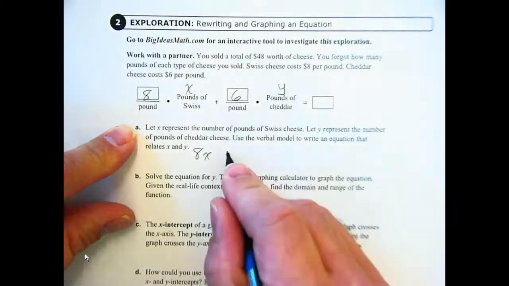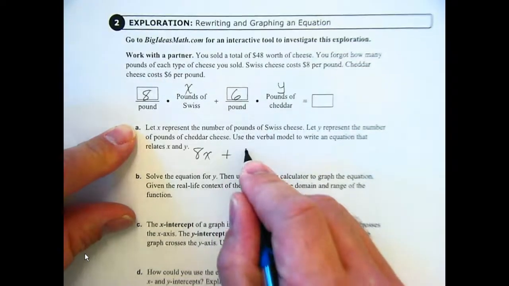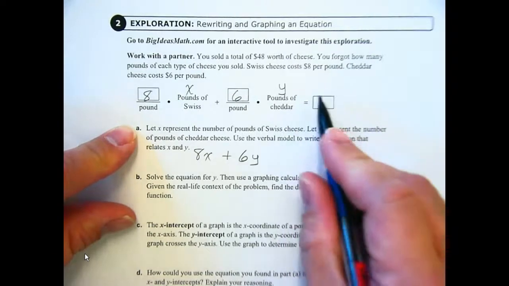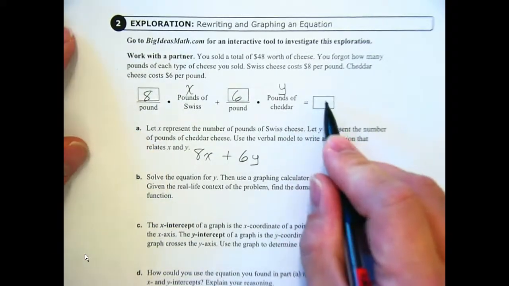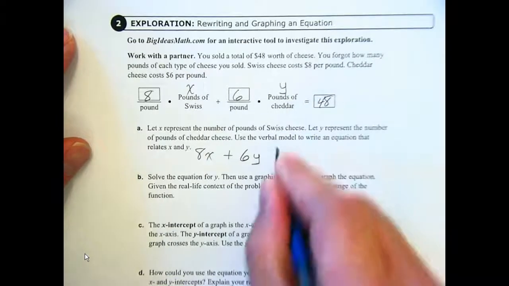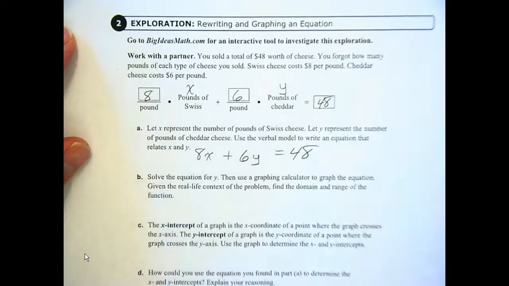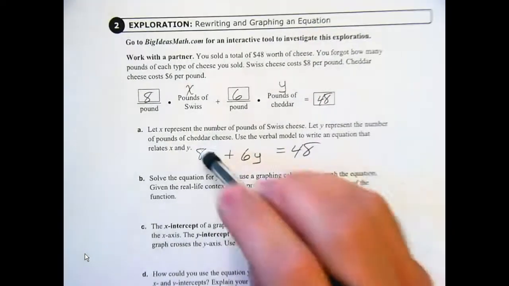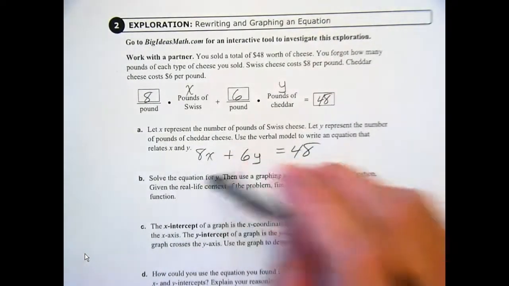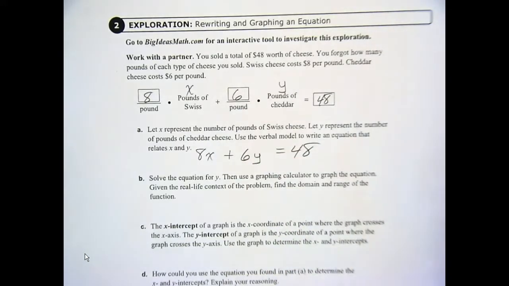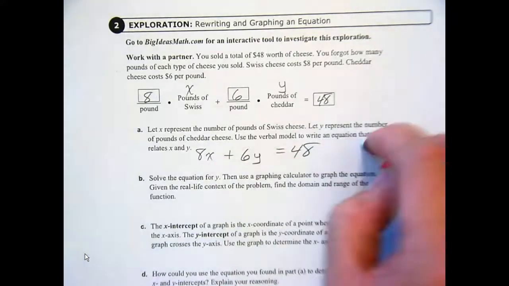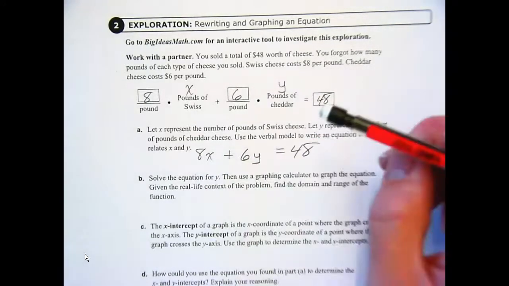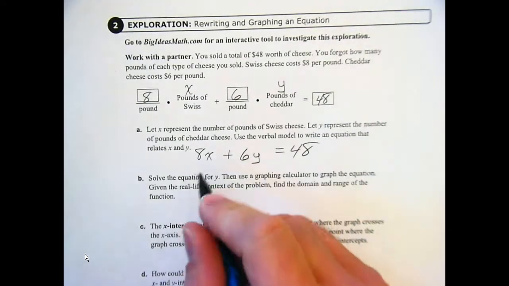So Jillian, what do we call this? 6y. That's y. Okay. And Aaron, what do we got right here? 48. That's our total cost. All right. Now, looking at 8, 6, and 48, notice all three terms. Kai, what goes into all three of those? What number? Nah, it goes into that one and that one. I just made that mistake mentally also.